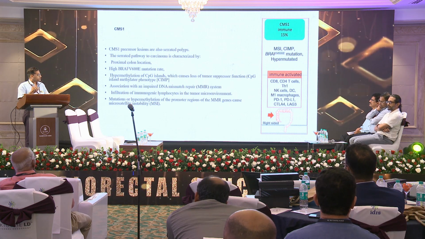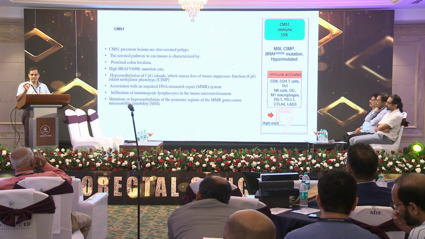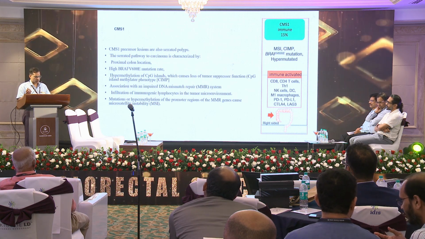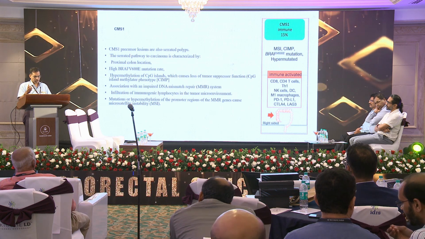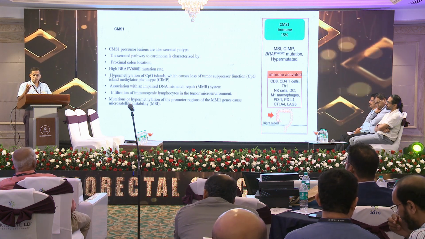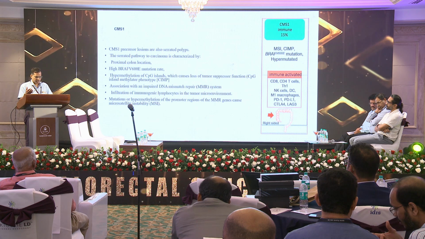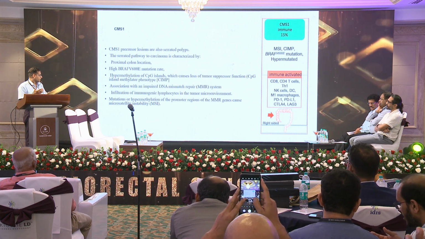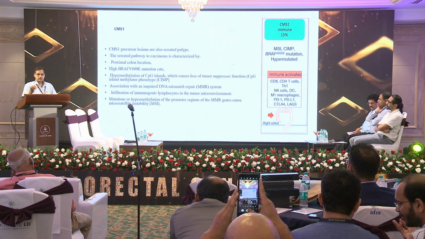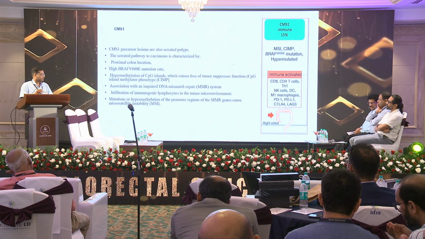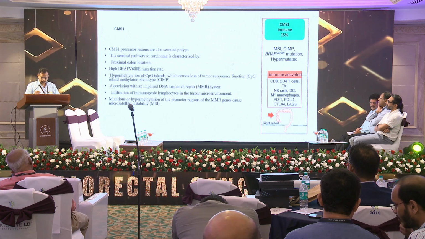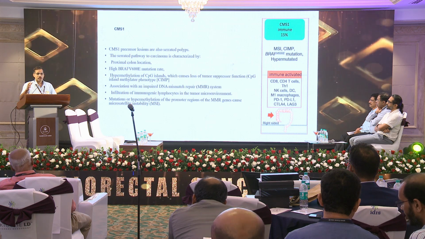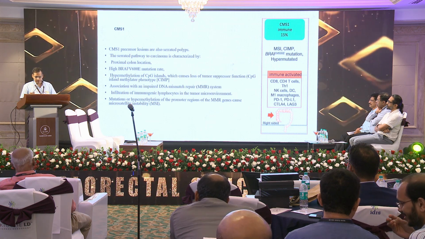The CMS1 precursor lesion is a serrated polyp, and it is most commonly seen in right-sided tumors. You get high BRAF V600E mutation rates, hypermethylation of CpG islands, mismatch repair deficiency and high MSI, and the tumor microenvironment is usually infiltrated with immunogenic lymphocytes. So this is basically an immune-activated stromal phenotype.